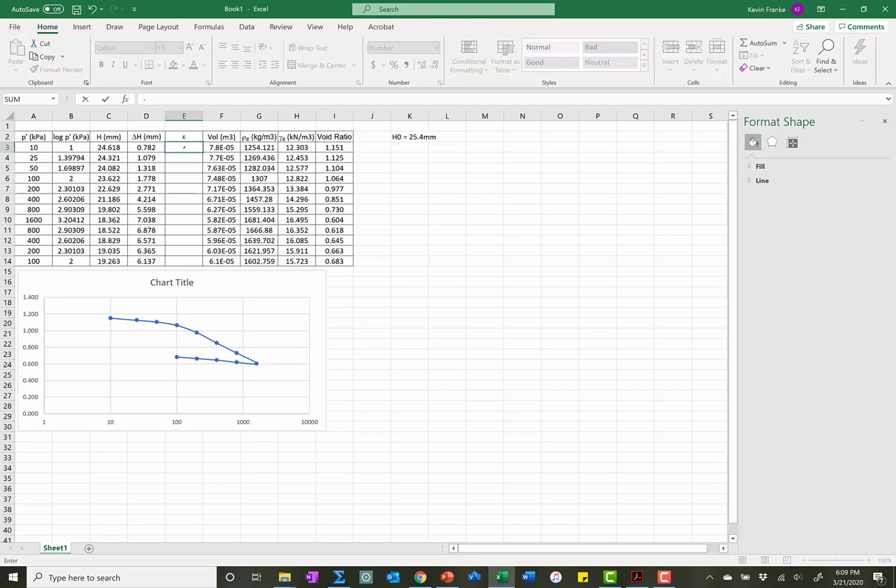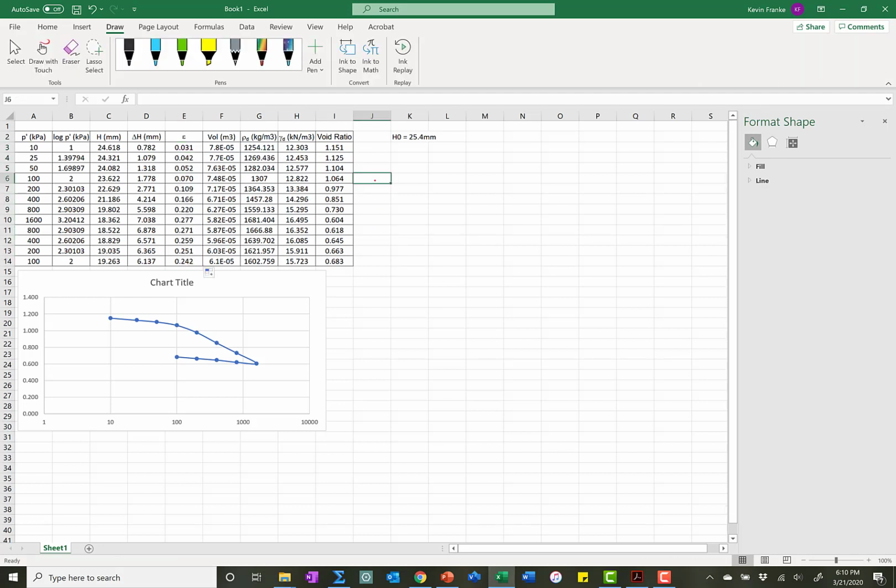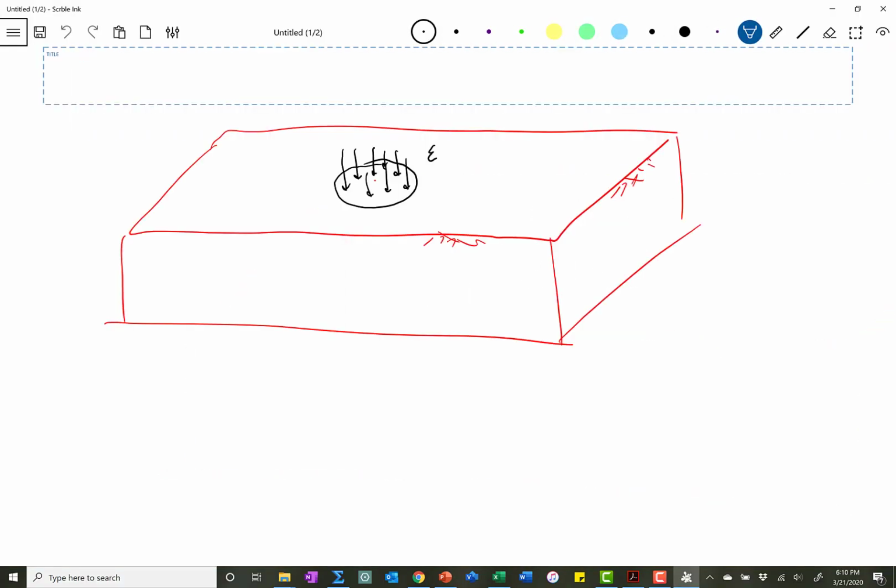Okay, let's compute the strain in the soil. The strain is simply going to equal the change in height divided by the initial thickness of the soil, which is 25.4 millimeters. So change in height divided by initial height, that's strain. There we go. Now we have all that strain plotted. I'm going to go to a whiteboard for a second to show you something.